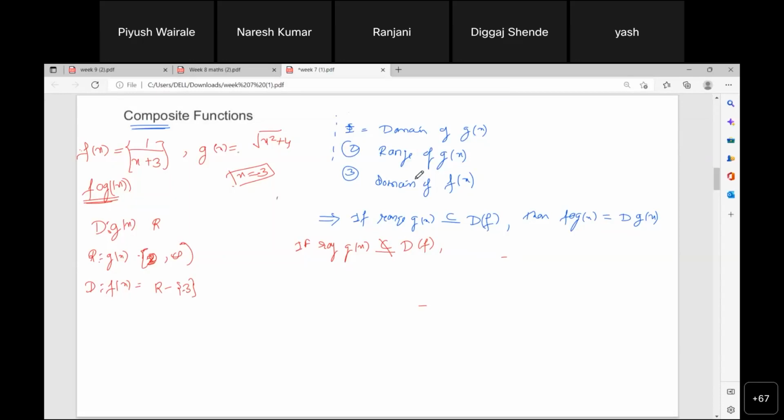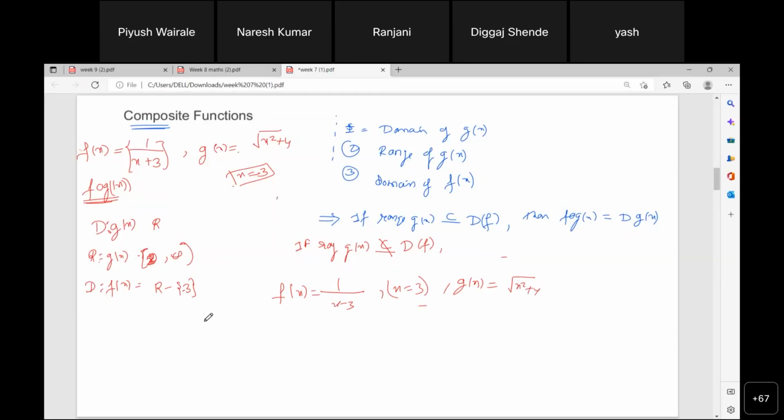Any doubt in this part? Can you give us an example? Okay, let us take this example only. Say f of x equals 1 upon x minus 3. So this is not defined at x equals 3, right? And my g of x will be x square plus 4.